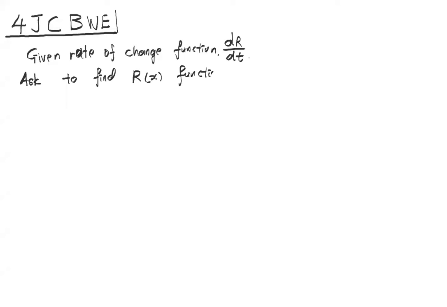If they ask you to find the R function, what you need to do is integrate dr over dx with respect to x. Then you will get a function, plus c. They will give you certain information in order for you to find the c. This is something that you have to take note of.